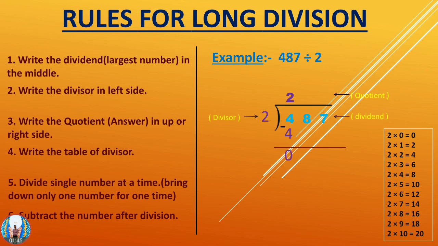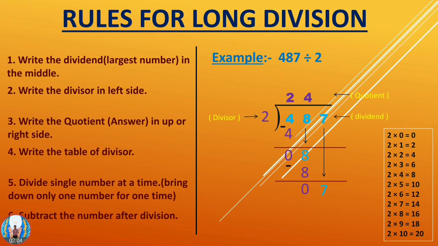Then bring down only one number at one time. So we will bring down the 8. Now here 8 is coming in the 4th place, so 2 4s are 8. So 4 will be in the answer place and 8 will be just below the 8. And 8 minus 8 equals 0.